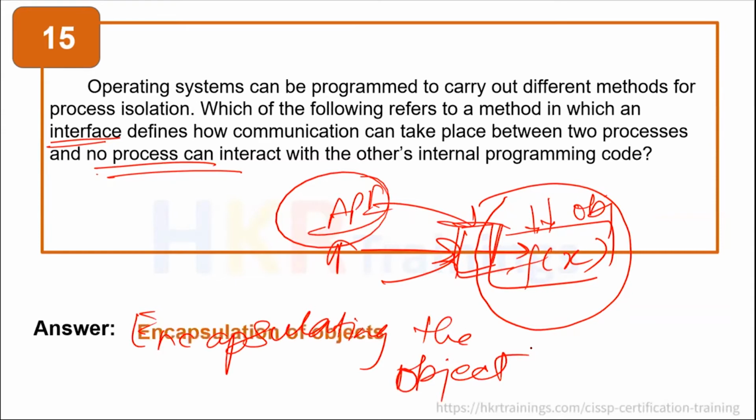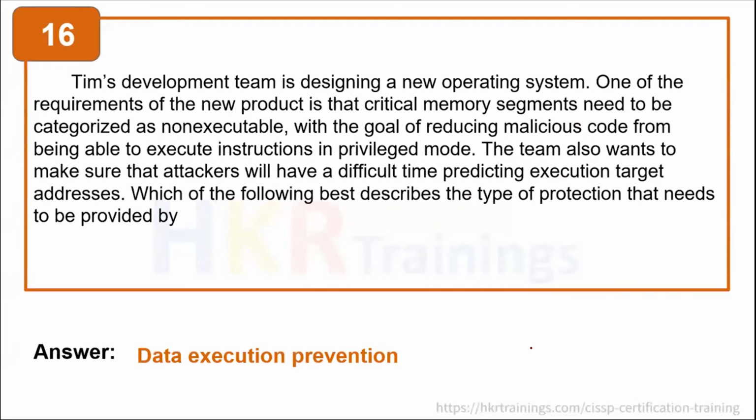Moving on to the 16th question. Since the development team is designing a new operating system, one of the requirements of the new product is that critical memory segments need to be categorized as non-executable with the goal of reducing malicious code from being able to execute instructions in privileged mode. The team also wants to make sure that attackers will have a difficult time predicting execution target addresses. Which of the following best describes the type of protection that needs to be provided by the operating system?